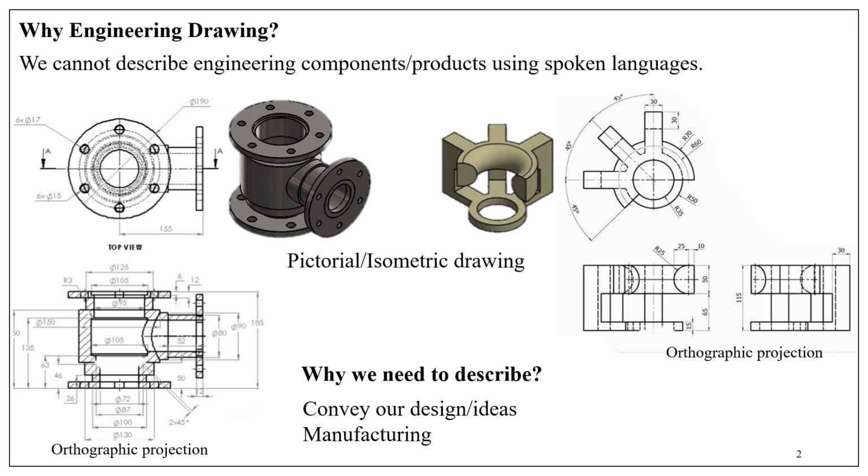Now we will learn about what is projection. We are about to study orthographic projection. But what is projection? It's nothing but presentation of an image on a surface. Image of what? It's an image of an object or a product or a component.